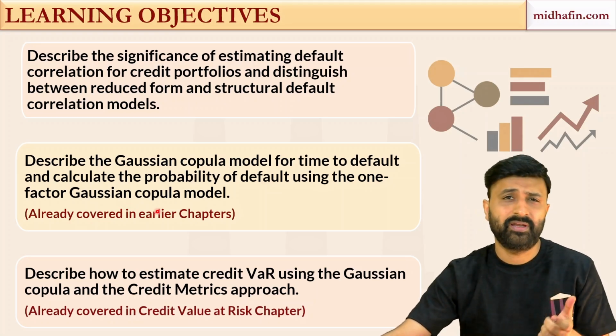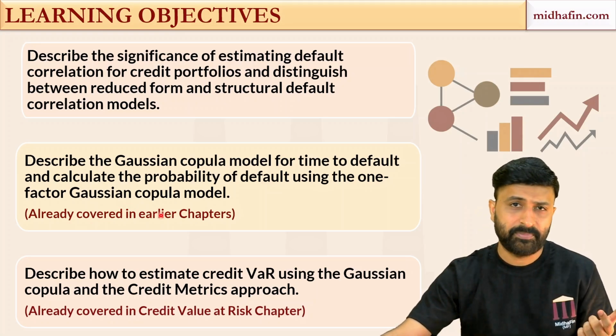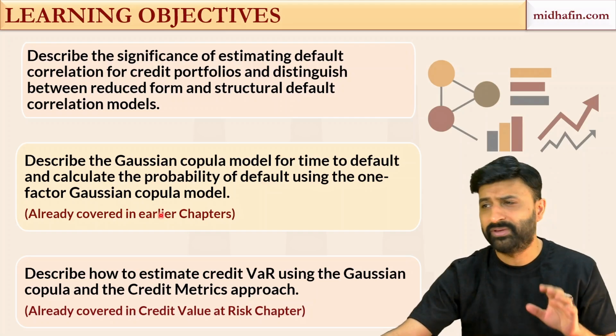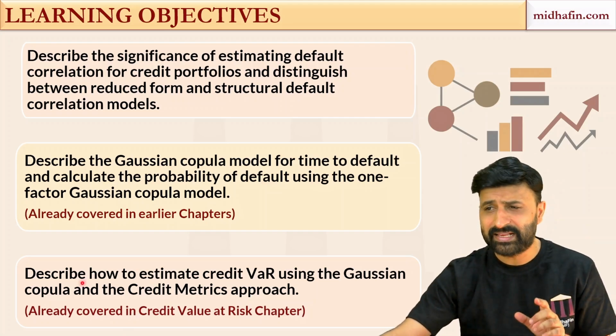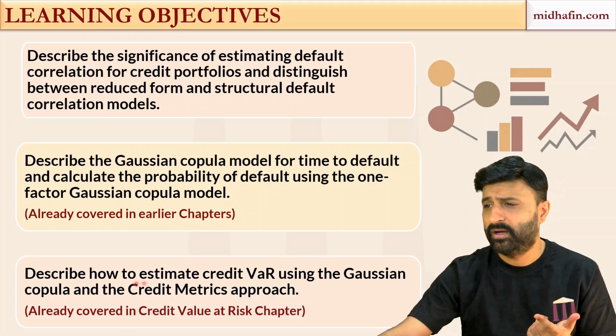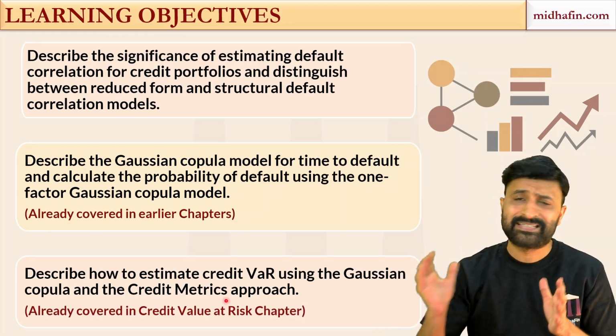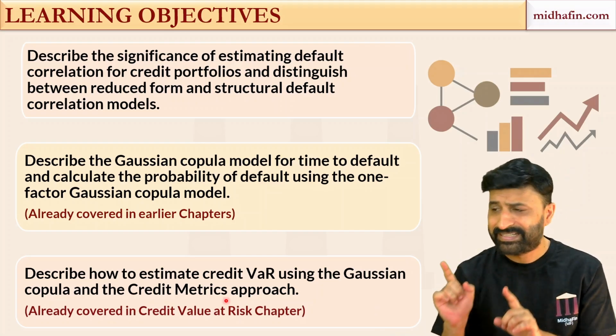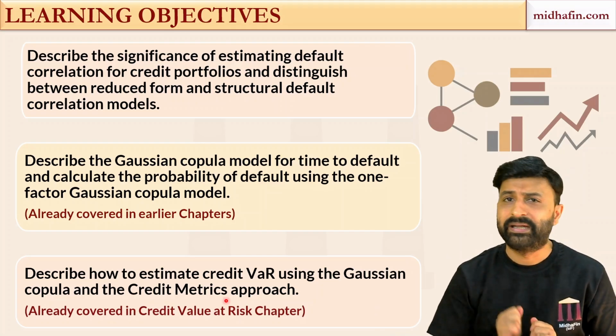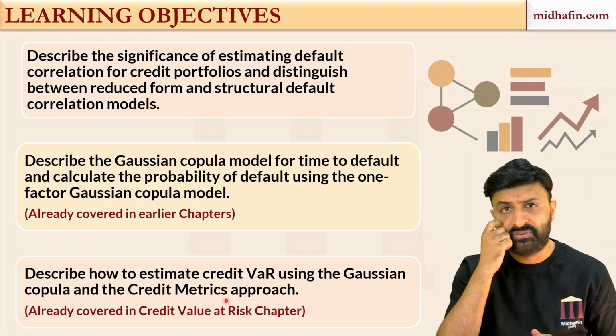Now this has already been covered in earlier chapters, including the credit VAR chapter. So we'll cover it very briefly. The last learning objective is how to estimate credit VAR using the Gaussian-Copula and CreditMetrics approach. This is exactly the same as it has been covered in the credit VAR chapter, so we'll skip this learning objective completely. Okay, so let's start with the first learning objective.